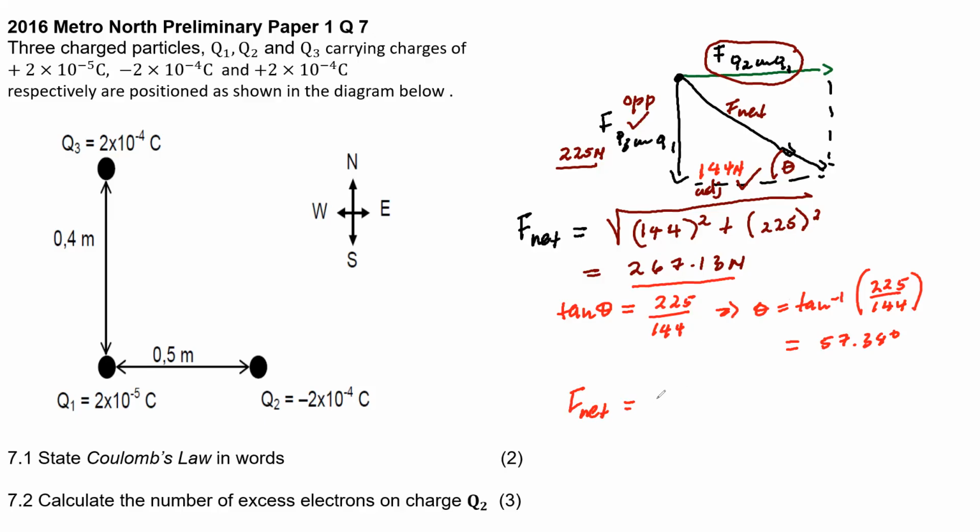Now, at the end of the day, the F net, now you're putting the final one, what's the magnitude? 267.13 newtons. What's the angle? 57.38 degrees. In what direction? Let's look at it. Look at that. It shows something like this. So it's southeast, right? So we can write it as southeast, S-E.